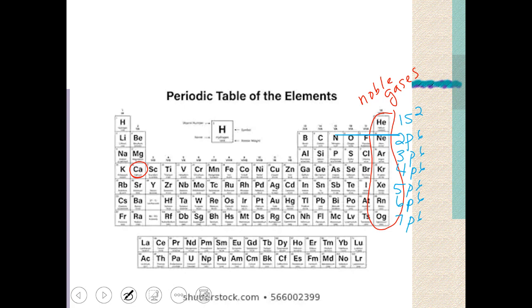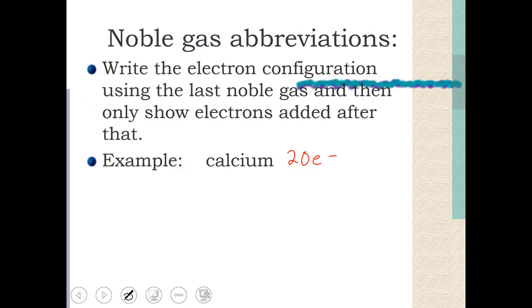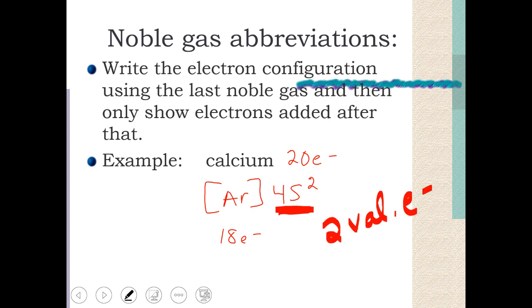The last noble gas before calcium is argon, and it ends with 3p6. So what you do is instead of writing all that 1s2, 2s2, 2p6, you just say argon. That accounts for the first 18 electrons, and it ends with 3p6. What comes after 3p6? 4s2. By using the noble gas configuration, you can still see the valence electrons and see that calcium has 2 valence electrons.